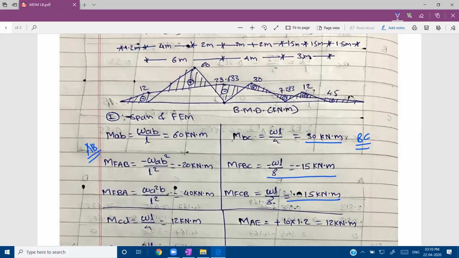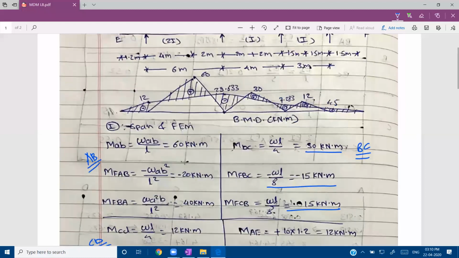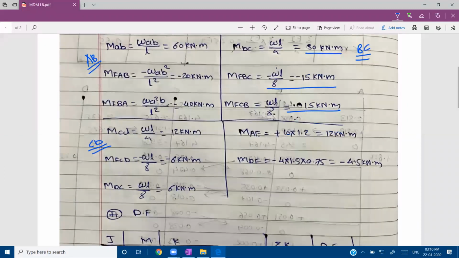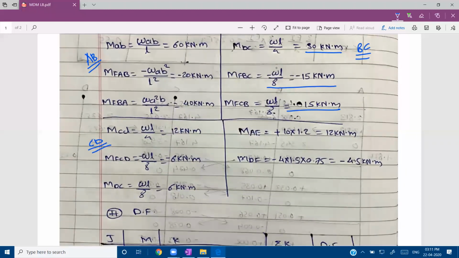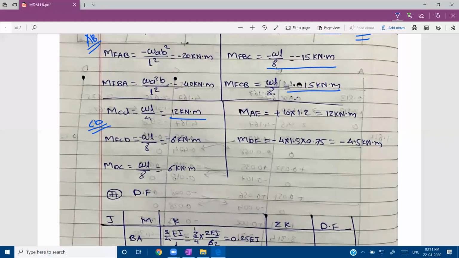Now span CD is also carrying a central point load, that means a point load at midspan. So WL by 4, W is 16, L is 3, divided by 4, it is equal to 12 kilonewton meter. Similarly, the fixed end moments will be at left hand side minus WL by 8, at right hand side plus WL by 8, so minus 6 and plus 6 kilonewton meter.